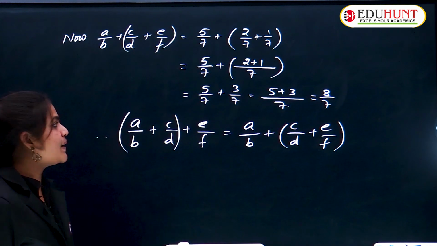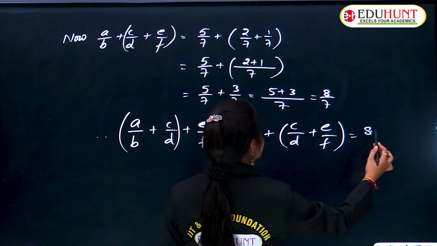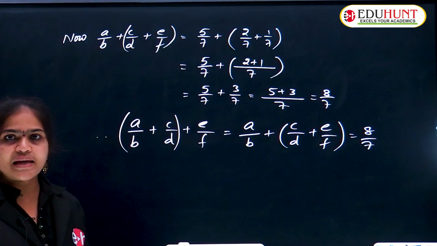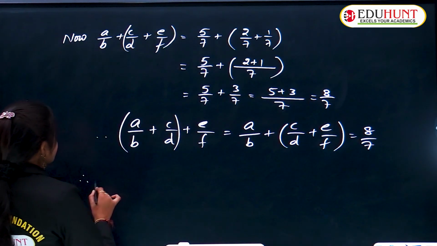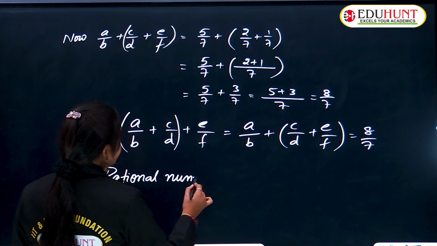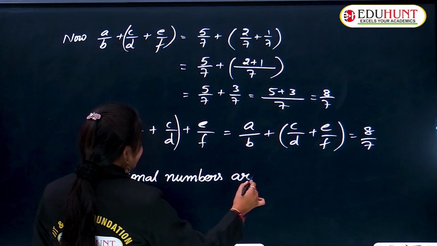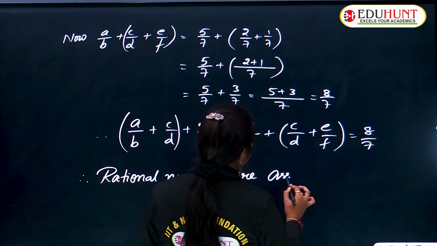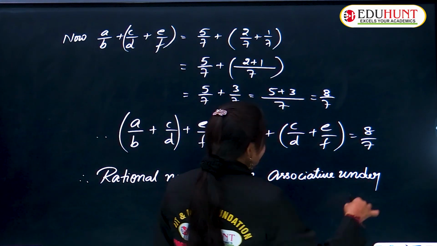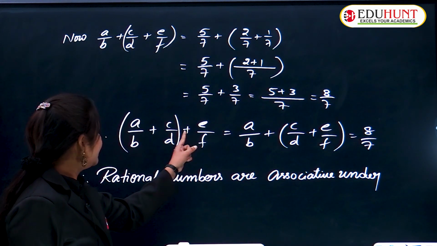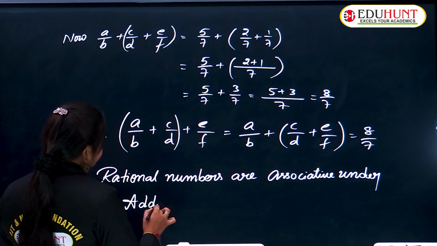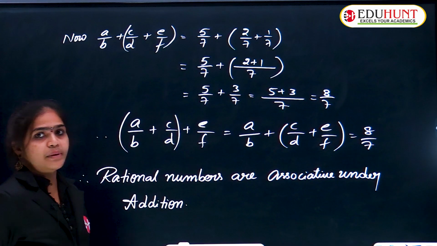Understood? Is this satisfying or not? 8 by 7 is equal to 8 by 7. So we are getting the same answer, yes, of course, the same resultant. That's why we say that rational numbers are associative under addition. Am I clear to you?